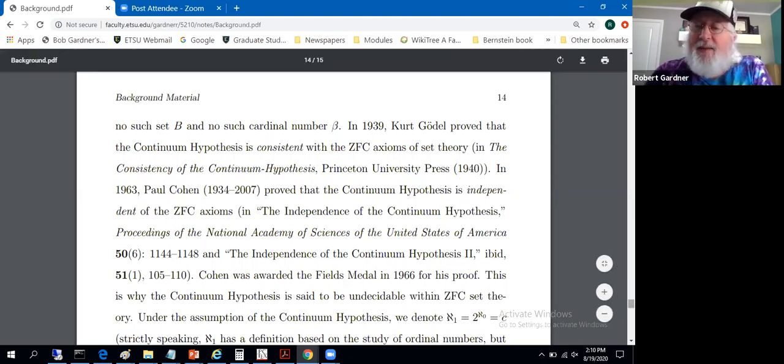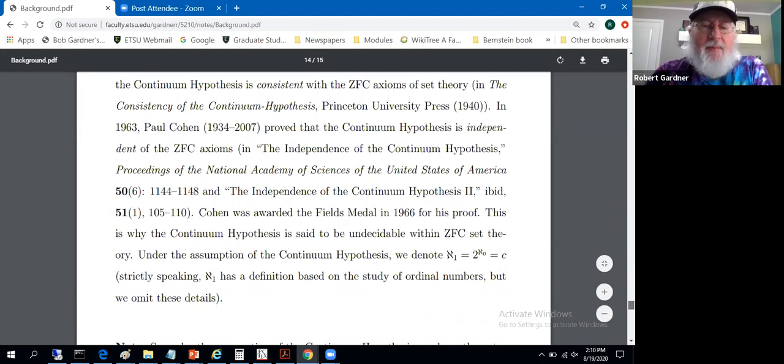So here's an example of a really wild claim. It's neither true nor false, which means you could take it and add it to the ZFC axioms of set theory as an additional axiom, the continuum hypothesis, or you could take its negation and add that as another axiom. I'll leave it to you.